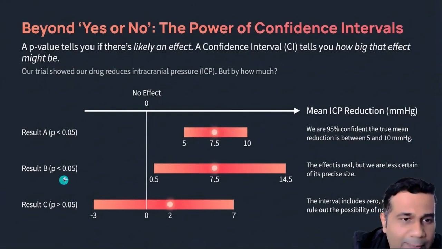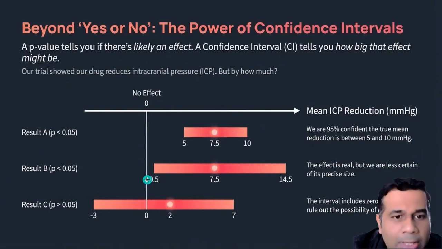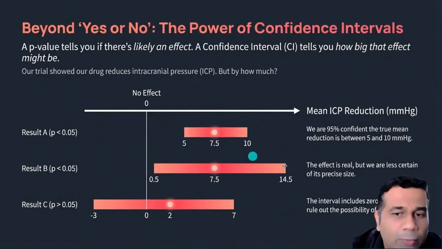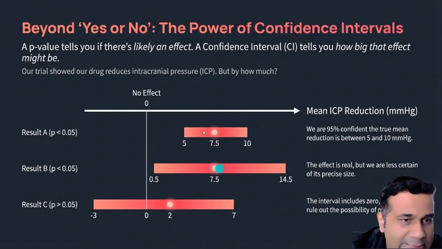But then in result B, we notice that the range is wider, so it can reduce the intracranial pressure from 0.5 in some patients to 14.5 in others. So the effect is still real, but we are less certain regarding its precise size. Here we are more certain because the minimum we obtained is 5. In all the patients we got a minimum reduction of 5 millimeters. Here in some patients we got only a reduction of 0.5, but in some we got a reduction of 14.5. So it highly varies. The precision is lower here, but higher there. But in both scenarios, the p-value is less than 0.05.